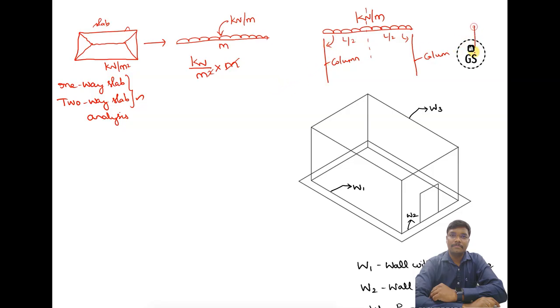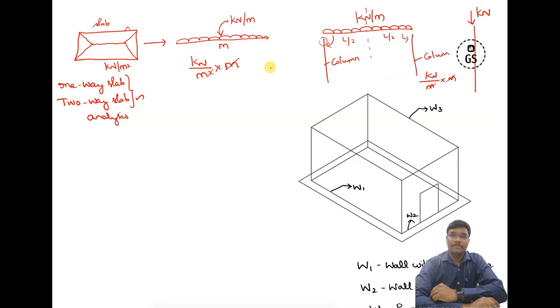Now what happens to the column? Again, when you convert, the kilonewton per meter is multiplied with half the length of the span. So now this column carries axial load. So this is how it goes in a process.